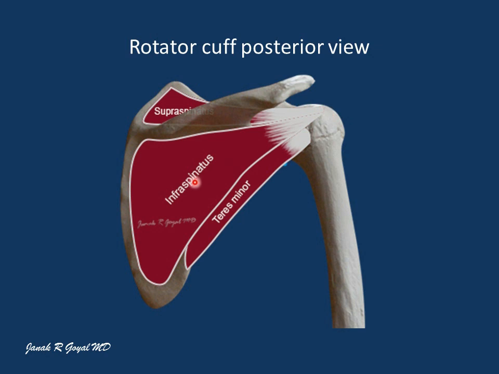The infraspinatus muscle takes origin from the infraspinous fossa, passes laterally across the posterior aspect of the shoulder and is attached to the middle of the greater tuberosity of humerus. The teres minor muscle takes origin from a narrow strip on the posterior surface of scapula close to the lateral border. It passes laterally and is attached to the lower part of the greater tuberosity of humerus.